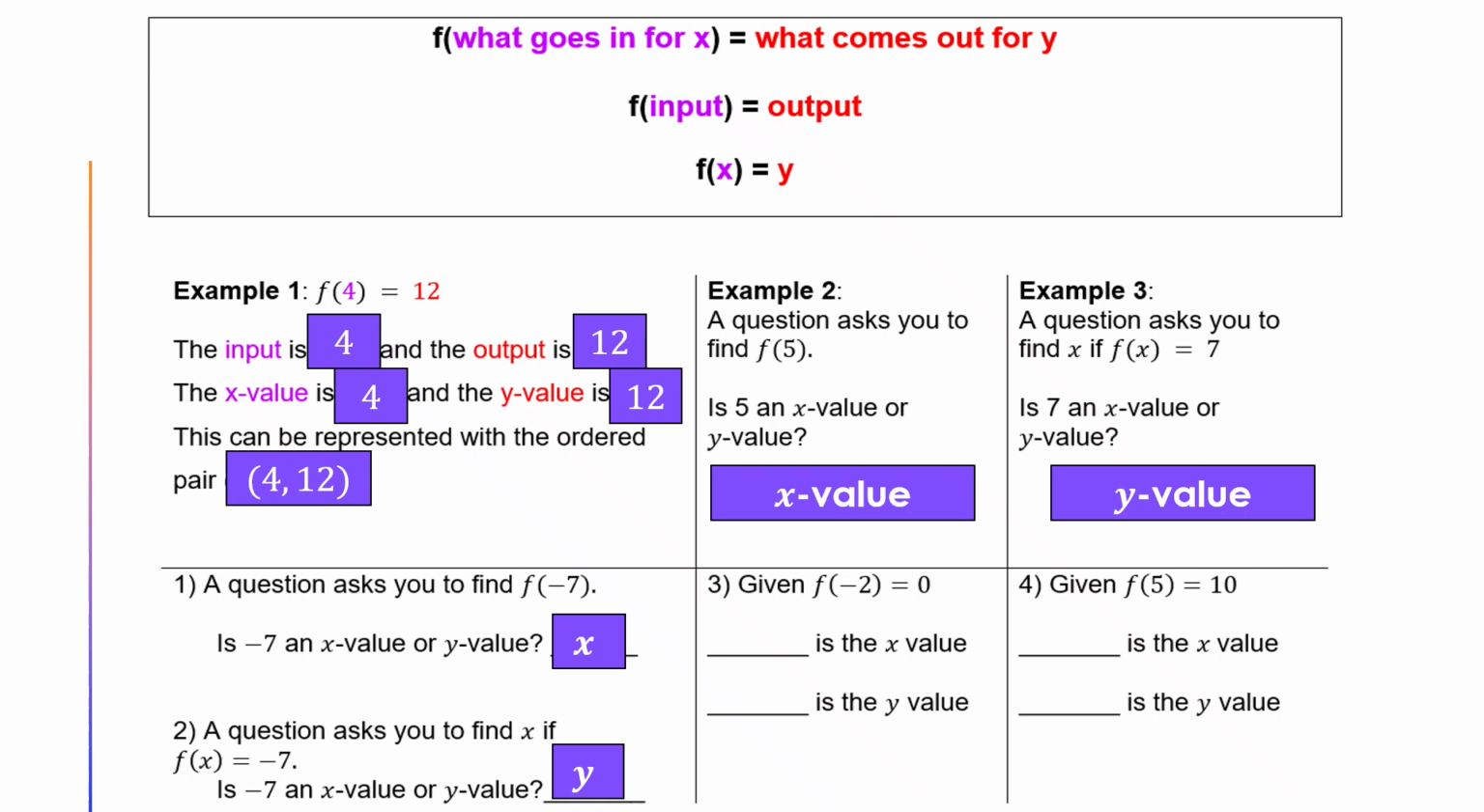So in number 3, we are given that f of -2 is equal to 0. That means that -2 would be the x value and 0 would be the y value. And then in number 4, f of 5 is equal to 10. 5 is the x value since it's inside the parentheses. 10 is the y value since it is the function value when x equals 5.